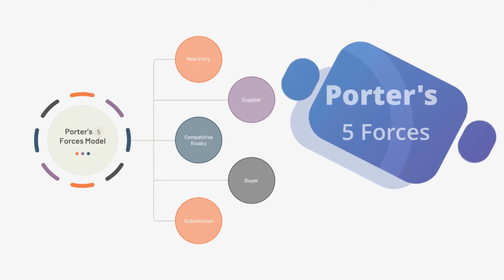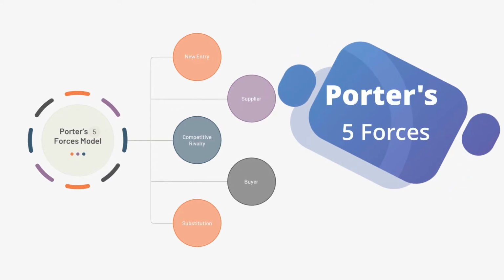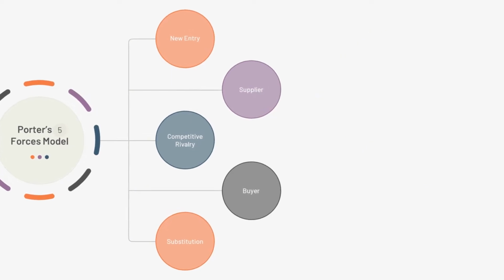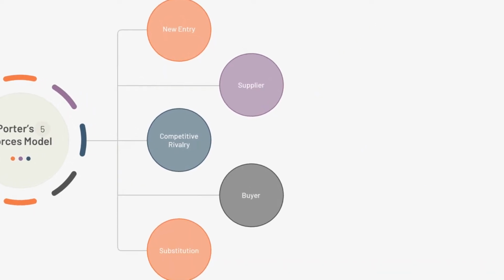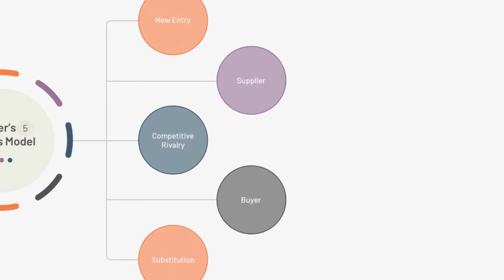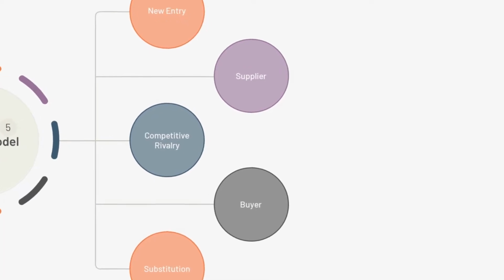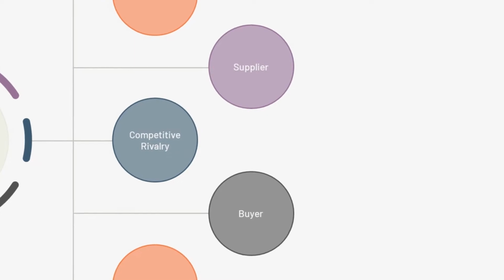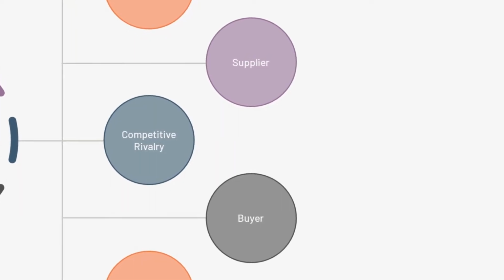One way to analyze our competition and understand our standing in the industry is using Porter's 5 Forces model. Porter's 5 Forces is a model that identifies and analyzes 5 competitive forces that shape every industry and helps determine an industry's weaknesses and strengths. The first force is threat of new entrants.